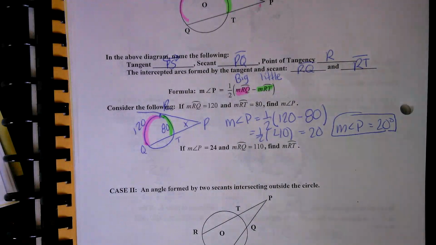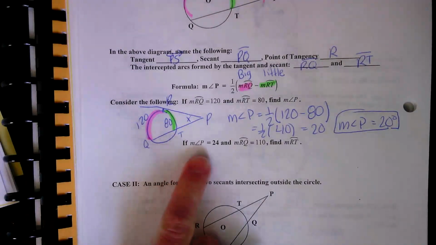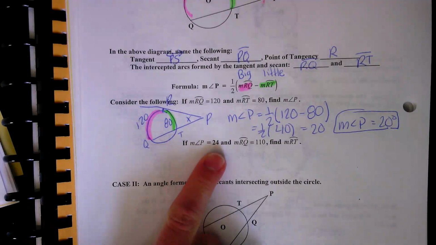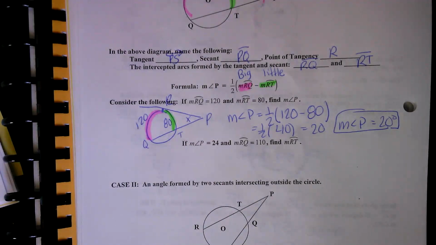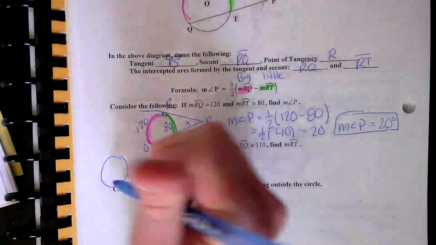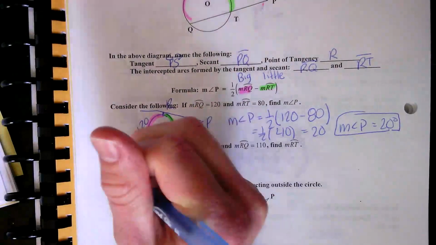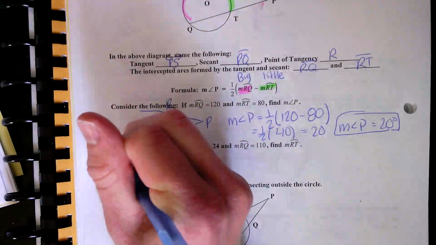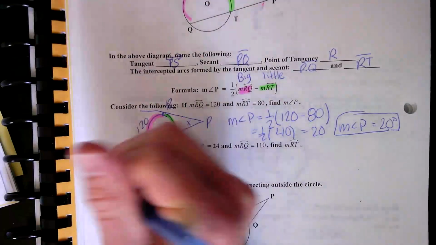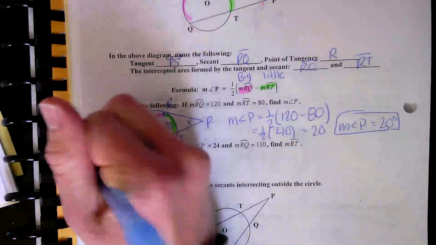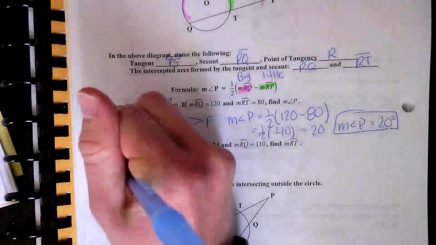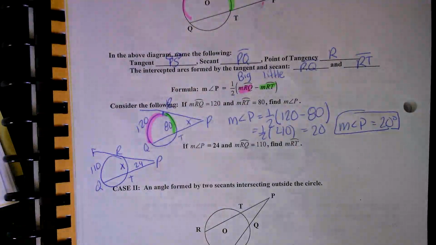All right. So let's do another example. So if the measure of angle P is equal to 24 and the measure of arc RQ is equal to 110, we want to find the measure of RT. Okay. So we're going to still use that same formula. So let's draw this diagram. So we're still using this. So P, R, T, Q. Okay, so P is 24, RQ is 110. We want to find the measure of arc RT.